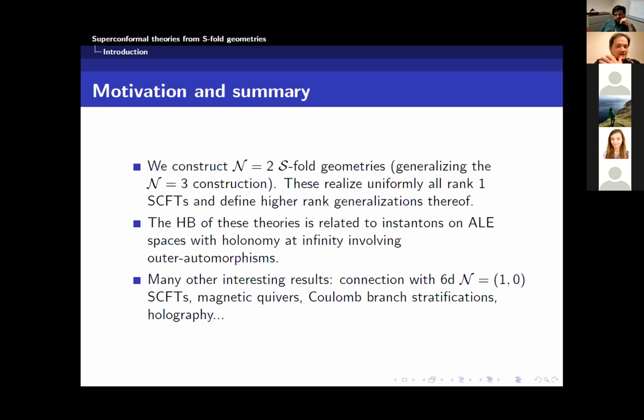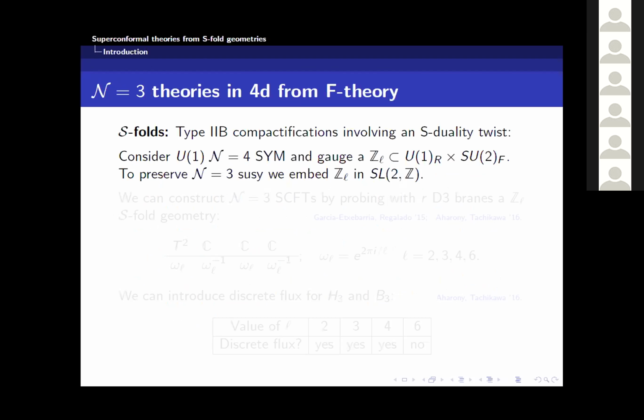There are several other interesting aspects I will not have time to review, like connections to (1,0) theories in 6D, magnetic quivers, holography, and so on. The strategy is basically to start from the S-folds engineering N=3 theories and combine these with 7-branes with constant axio-dilaton. I will start by reviewing the basic ingredients.